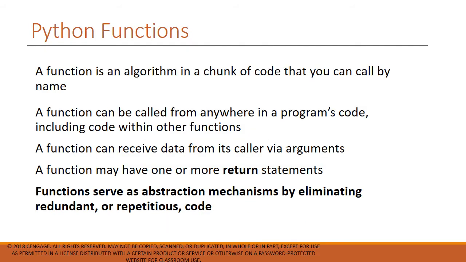A function is an algorithm in a chunk of code that can be called by name. A function can be called from anywhere in a program's code, including code within other functions. A function can receive data via its arguments. A function may have one or more return statements. And functions provide the ability to add abstraction to our code. By this, we mean that it helps to eliminate redundant or repetitious code.